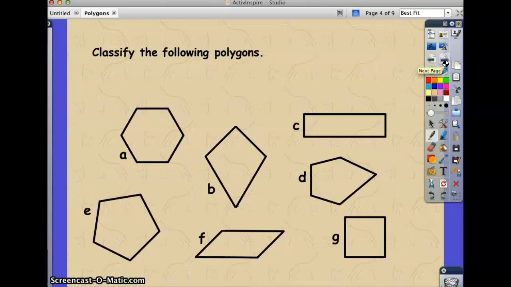Classify the following polygons. We'll just name them. 6-sided, that makes it a hexagon. 4-sided, it's a quadrilateral. Again, 4-sided is a quadrilateral. 1, 2, 3, 4, 5-sided is a pentagon, 4-sided is a quadrilateral, and 4-sided again is a quadrilateral. We'll get more specific here in a minute.